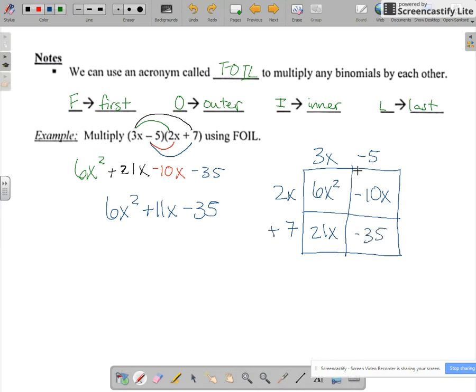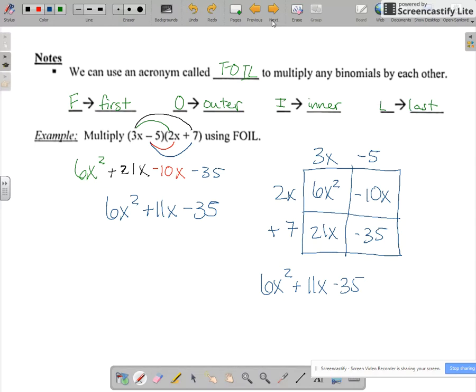Now we're going to combine like terms by going diagonal. 6x squared doesn't combine with anything. Negative 10x plus 21x gives us positive 11x. And then lastly, negative 35 doesn't combine with anything either, so then there's negative 35. That's how we multiply binomials. It's just an expansion of the distributive property.